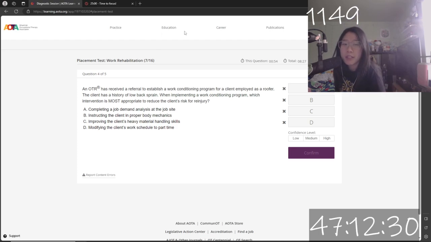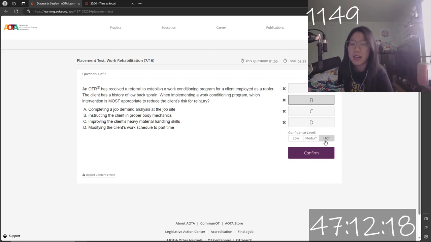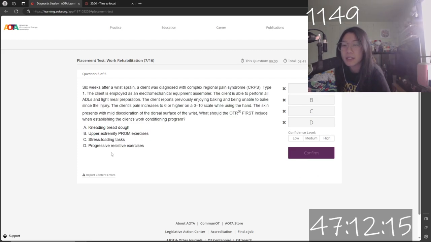Proper body mechanics will reduce risk of injury, I think, the most. Yep. I'm thinking confidence level high.